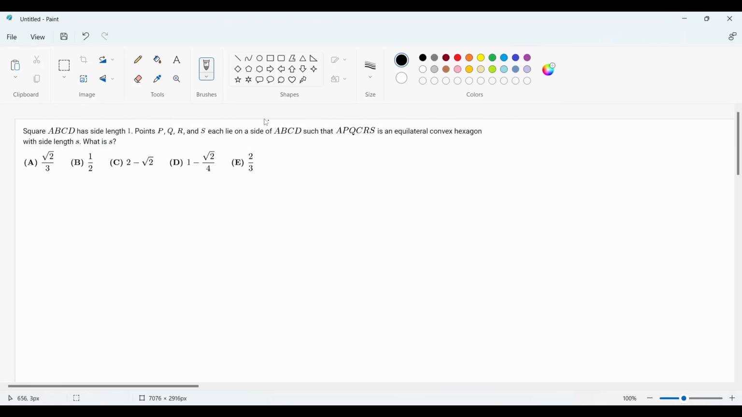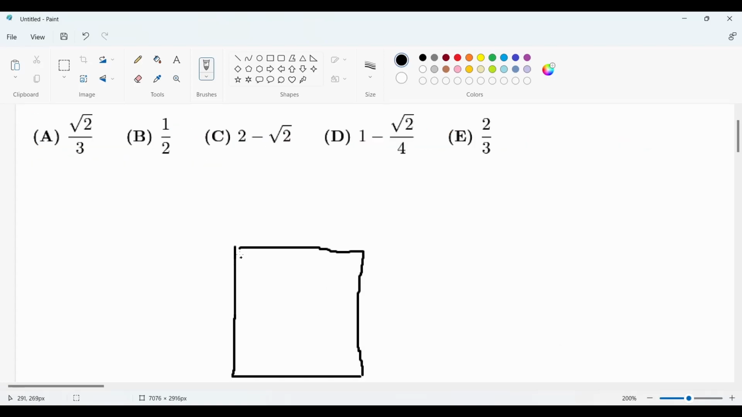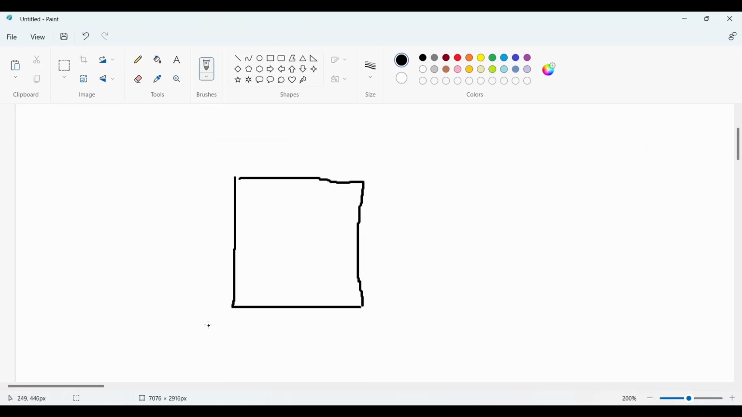Okay, for problem 5, we have our first geometry problem of the test. A square ABCD has side length 1. Let's just start by drawing that. Something like that. Not a very good drawing, but I'll make it neater if I have to. A square ABCD has side length 1.